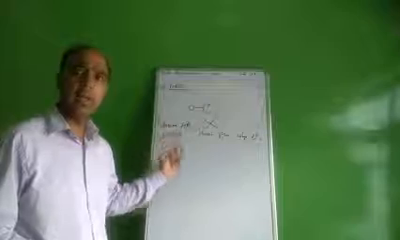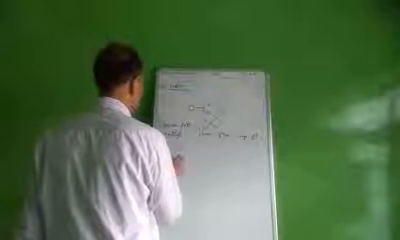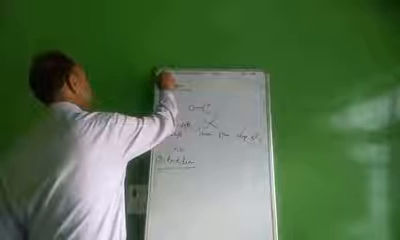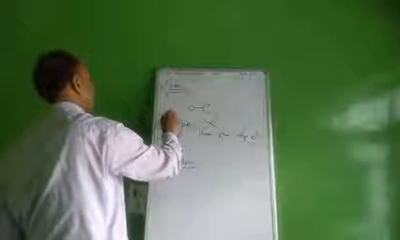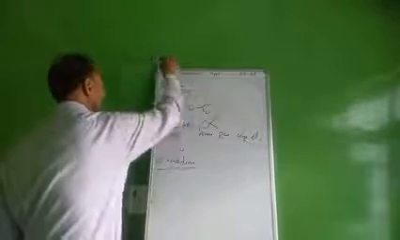Each cell separates and leads an independent life. These are the multiple fission in brief. Now we go for the second type, budding. You know that in asexual reproduction, first is fission. Fission has two subtypes, binary fission and multiple fission. Now the second type of asexual reproduction is budding.